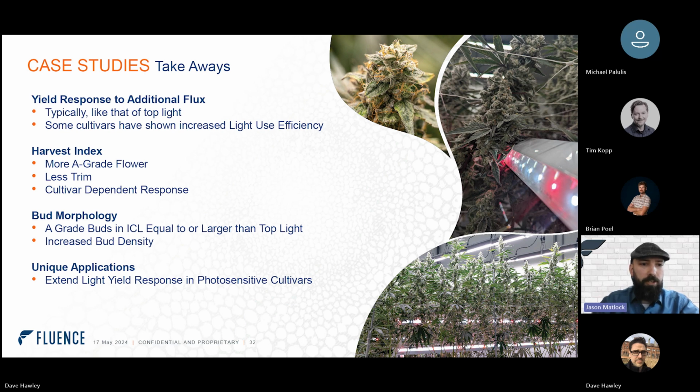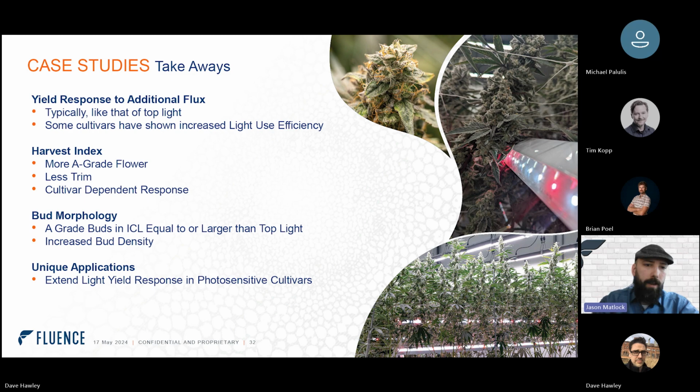In terms of bud morphology, A-grade buds in ICL are about the same size as they are in top light or larger. So we haven't seen anything where we've had a negative impact on morphology. But we have also increased bud density in ICL, and that's promoting buds up to higher and higher grades. And then finally, as we just talked about, we have this unique application where we can extend our light yield response in photosensitive cultivars by using ICL to add light to the inner canopy and avoid those morphological issues.